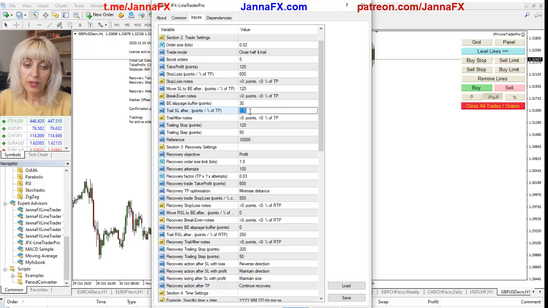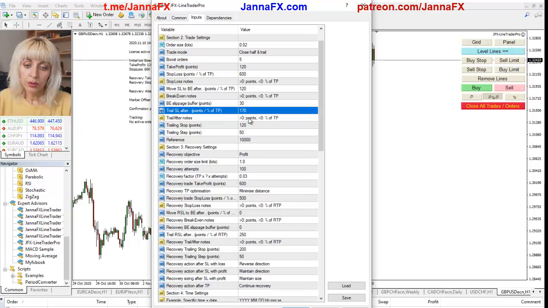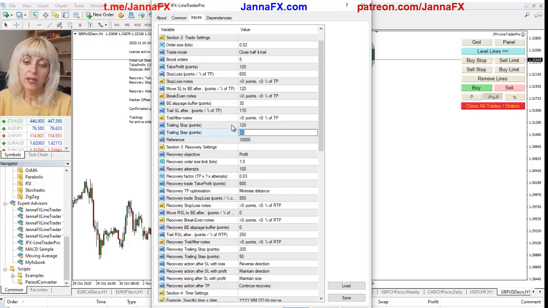Now we have the trail stop loss after it closes half position. That means after closing positions. You also double click and change that. Then you have the trailing stop. You can place whatever trailing stop you want. Trailing step is how close the trailing will be moving, right? So you can change that to whatever you want.